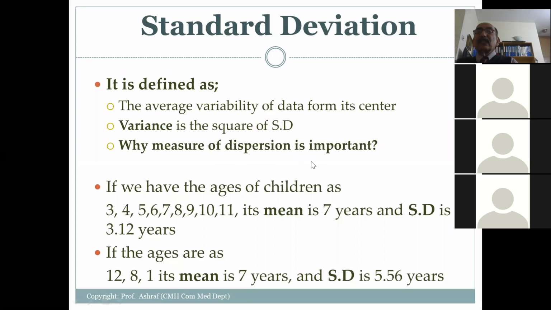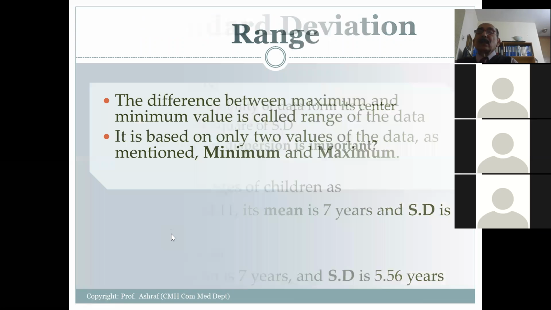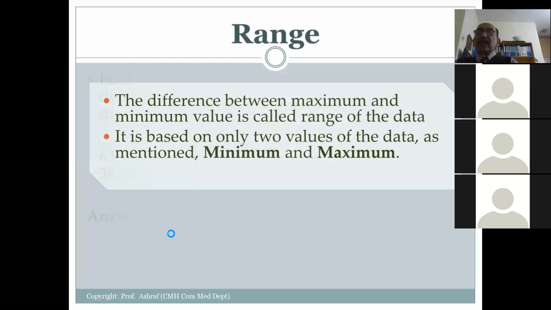Why is measuring dispersion important? For example, the ages here, both have the same mean of 7. The standard deviation here is 3.12. Here the standard deviation is 5.6. It means this data is not ideal for me. It has more dispersion. This data has less standard deviation, less dispersion. This is more suitable, more ideal for me. Range is the difference between the maximum and minimum values.